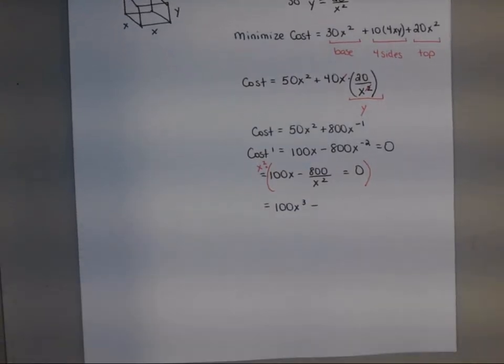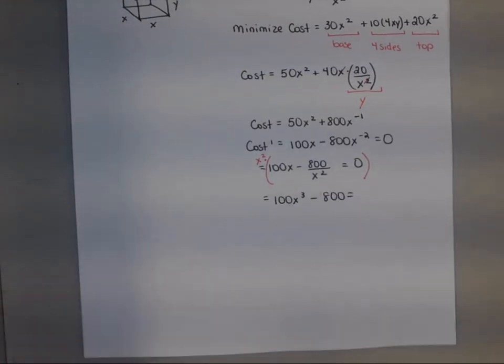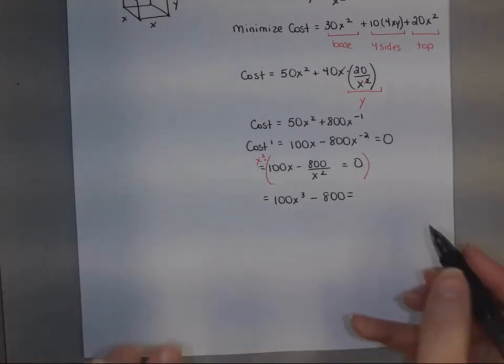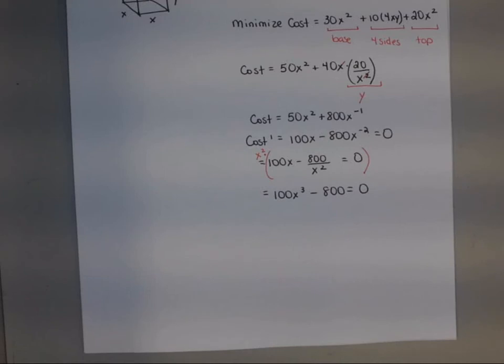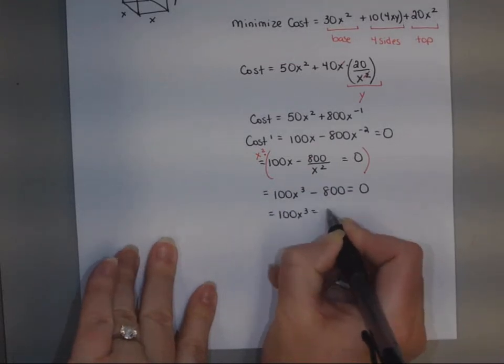But the point of it was what's going to happen to the second term? They're going to cancel, and we're just left with what? 800. Nicely enough, on the right side, what happens when you multiply 0 by anything? Who cares what it is? Still 0. Okay? So now I think we can solve this. Okay, so we could move the 800 over. So we've got 100x cubed equals 800.